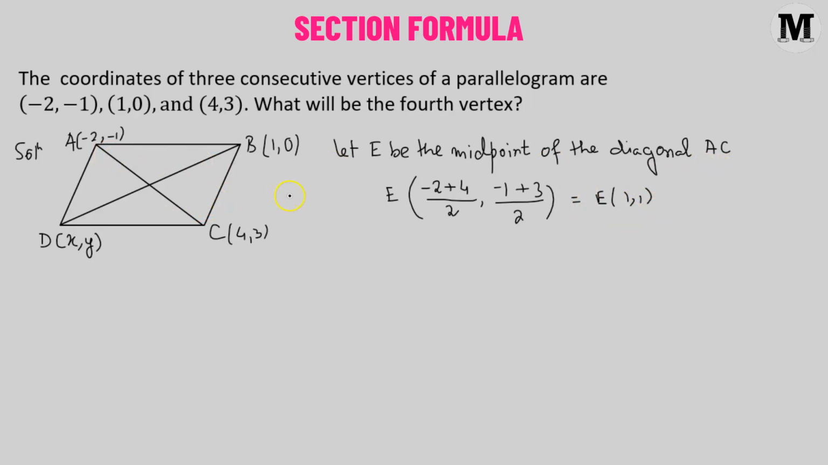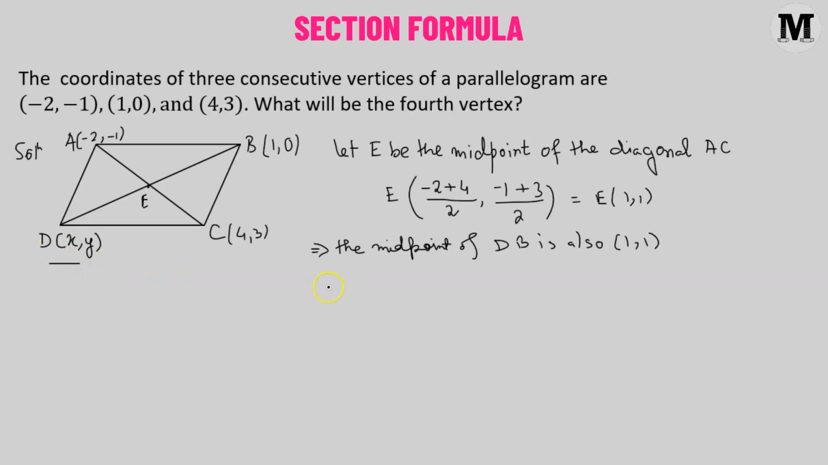The reason we're finding the midpoint of the diagonal AC is that we know the diagonals of a parallelogram bisect each other. Since they intersect each other, they intersect at a common point E, which means the midpoint of DB is also going to be 1, 1. Now, since the midpoint of the diagonal DB is also 1, 1, we can use the midpoint formula to easily obtain the coordinates of the fourth vertex, point D.